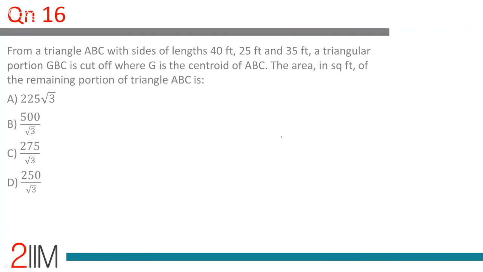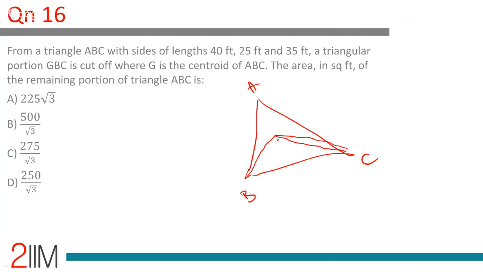From a triangle ABC with sides of length 40, 25, 35, a triangular portion GBC is cut off, where G is the centroid of ABC. The centroid cuts the triangle into three triangles of equal area. So this is 1/3. The remaining portion should be 2/3 of ABC. And 40, 25, and 35, an absolutely featureless triangle, so I'm going to call it 10, 5, 7. The perimeter ratio is 10 to 5 to 7. We're just multiplying by 4. That I'll account for later.